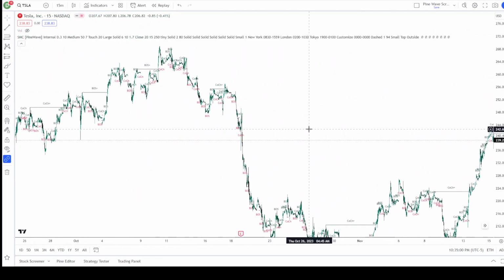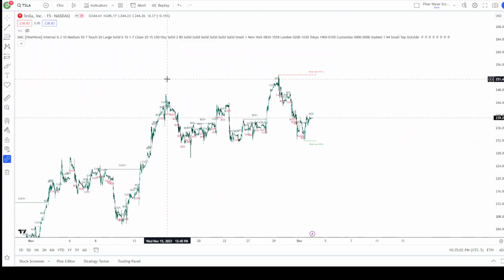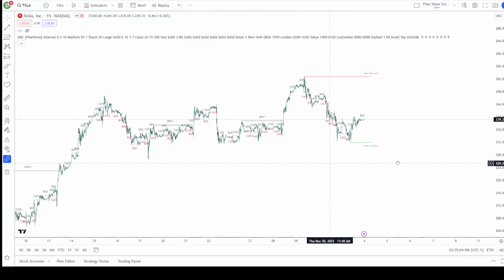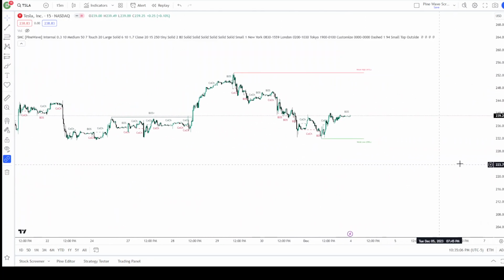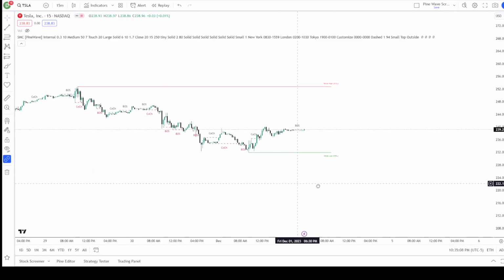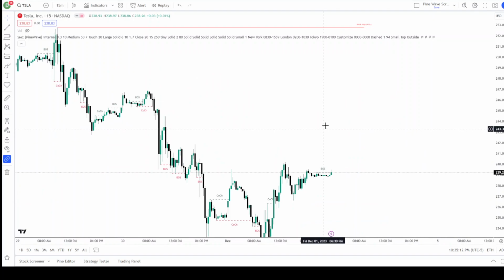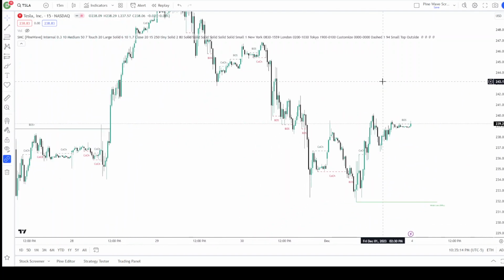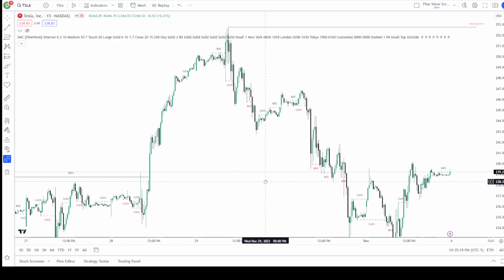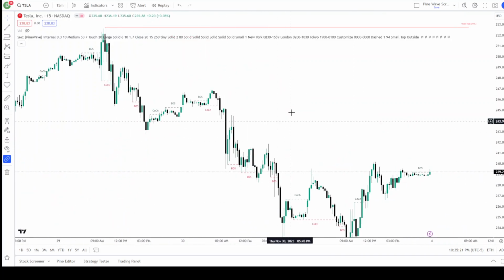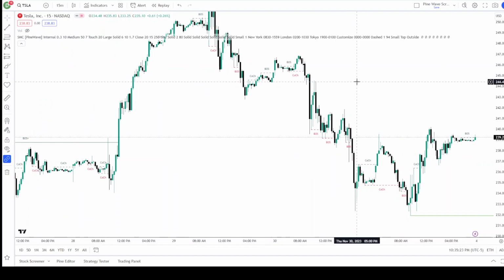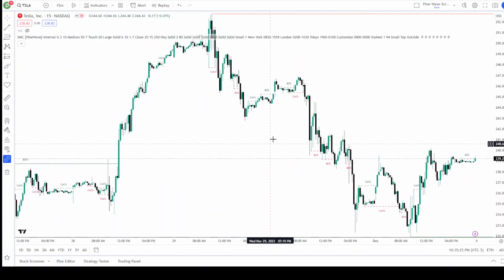Sometimes you don't want the internal and external structure on every time frame. It's nice on the daily. I don't suggest it on the lower time frames. It just creates a lot of noise. You can do those things all on your own, or you can see them, or maybe when you zoom in, it's not quite as noisy. But that's up to you to decide. I'm just letting you guys know what those things are.